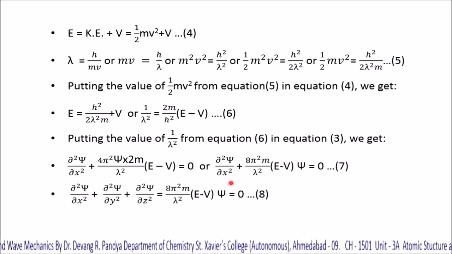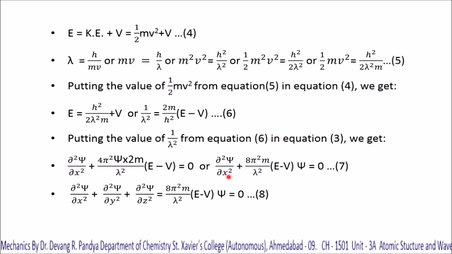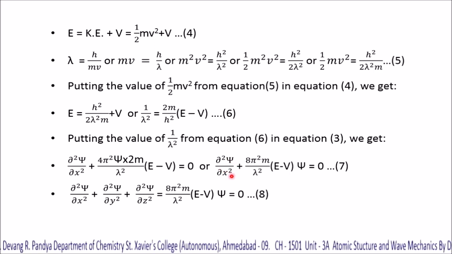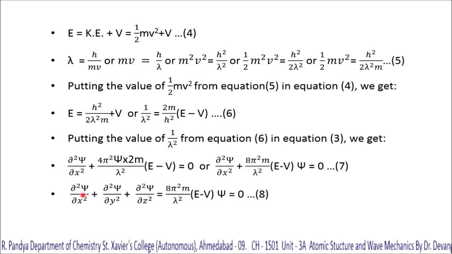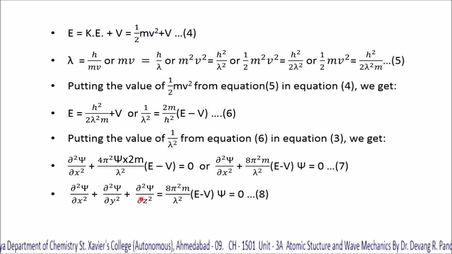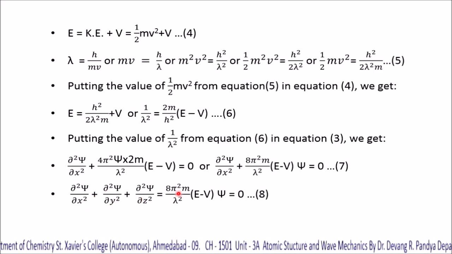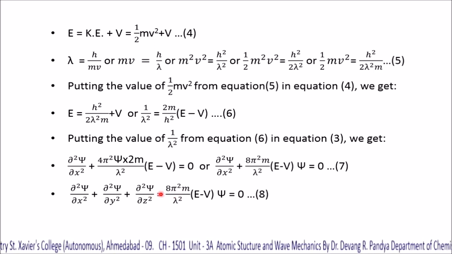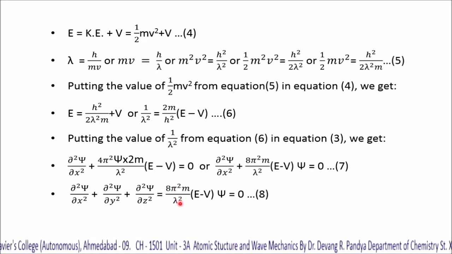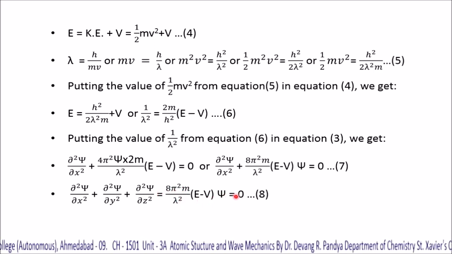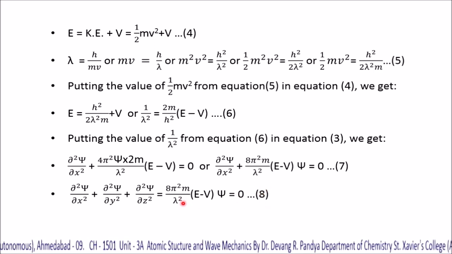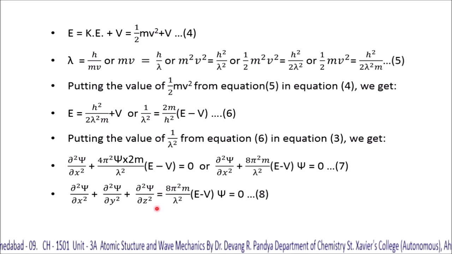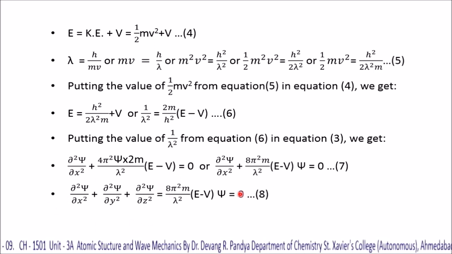The 7th equation is the Schrodinger wave equation which is propagating in the x direction. If we need to represent it in 3-dimensional form, then it should be written as d square psi by dx square plus d square psi by dy square plus d square psi by dz square plus 8 pi square m upon h square into E minus v psi is equal to 0, and number this equation as 8. Please note, this is not an equal to symbol, you need to write a plus symbol over here, it is a typographical mistake. This is the 3-dimensional Schrodinger wave equation.